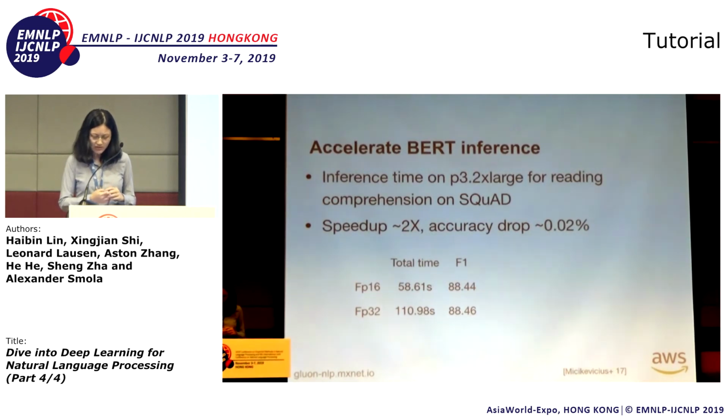And here are the results on BERT inference. We use the P3.2xlarge GPU instance on AWS, which has a V100 GPU. And we run inference on the reading comprehension model trained on SQuAD. So we have about 2 times speed up with almost no accuracy drop. These numbers are for inference, but for training in general, we can also get 2 times speed up with no accuracy drop.